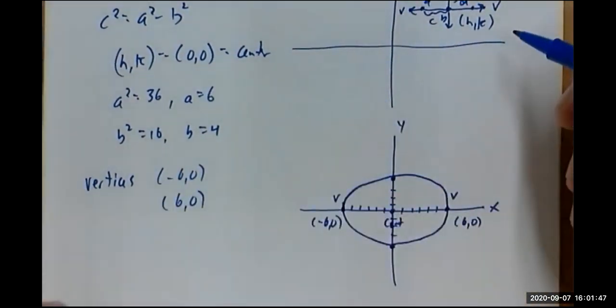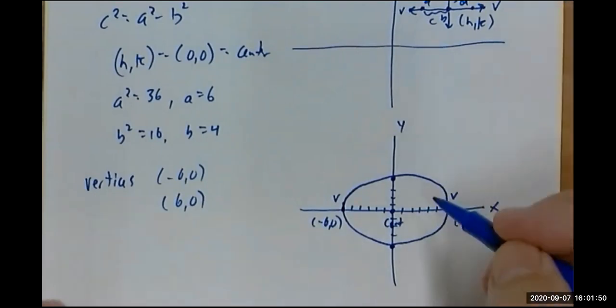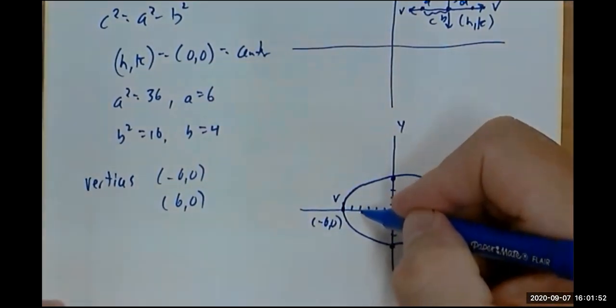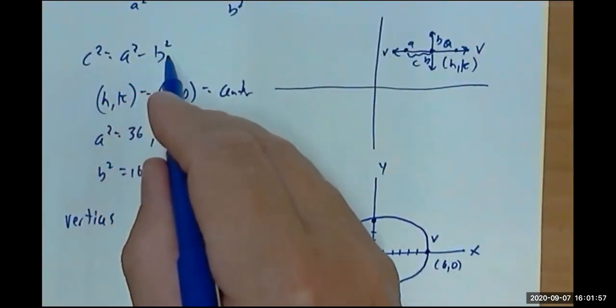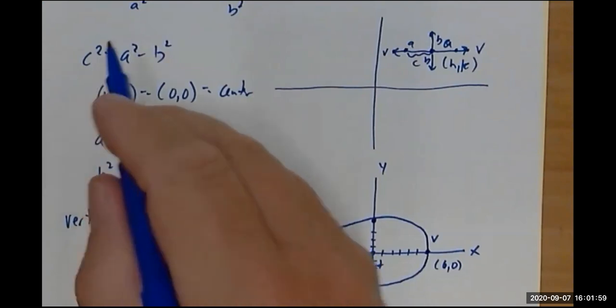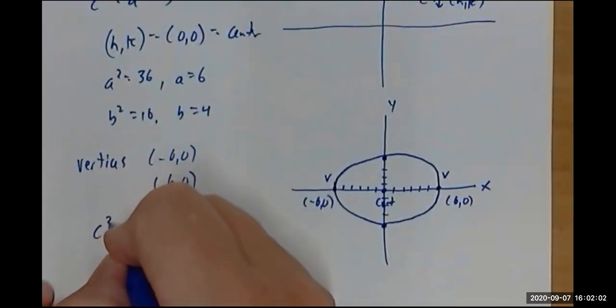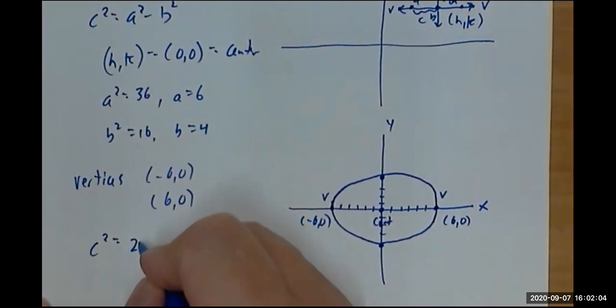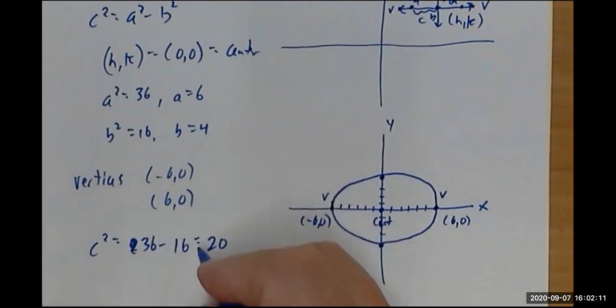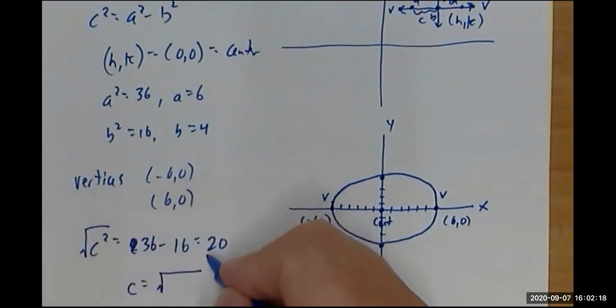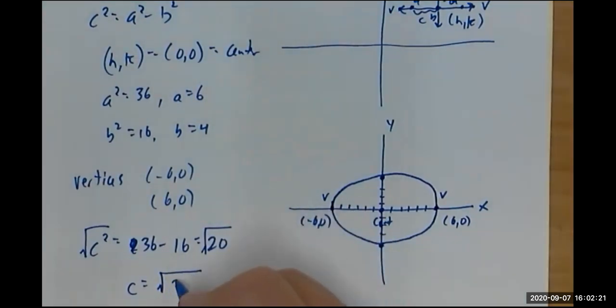And then they ask for the foci. Well, the foci is the distance c. I don't know c, but with this equation, I know a squared and b squared. I can determine c squared, right? So c squared is a squared minus b squared. So if I want to find c, I have to take the square root of both sides to find c.